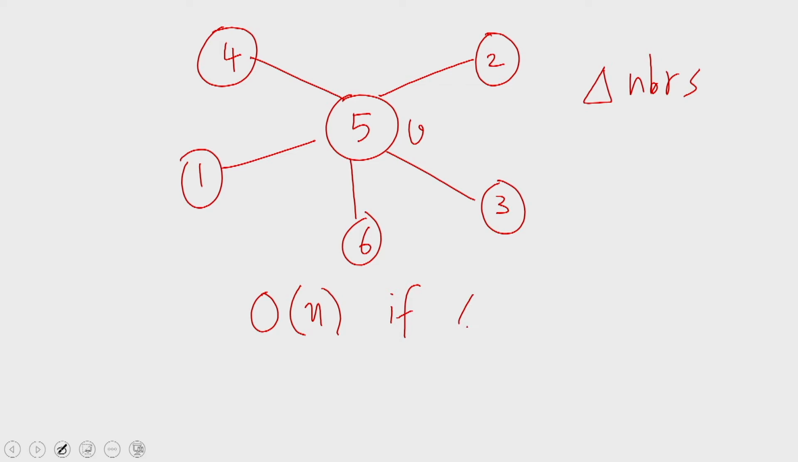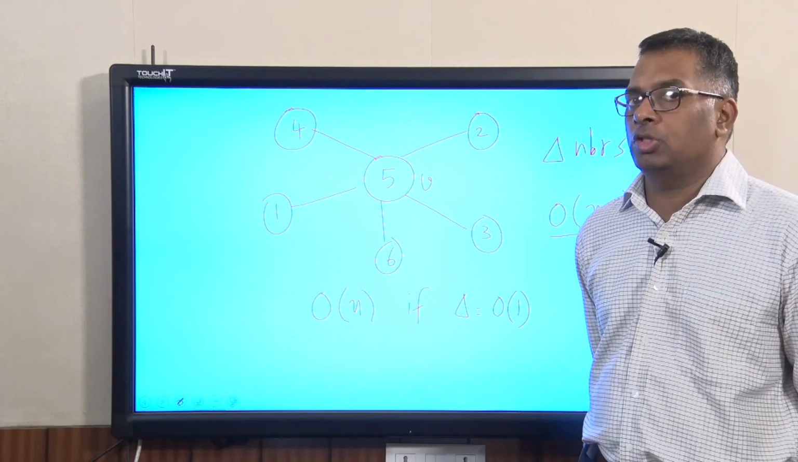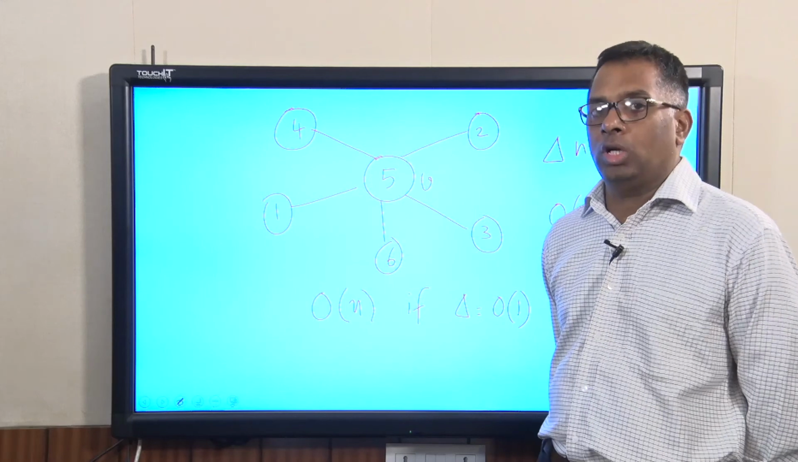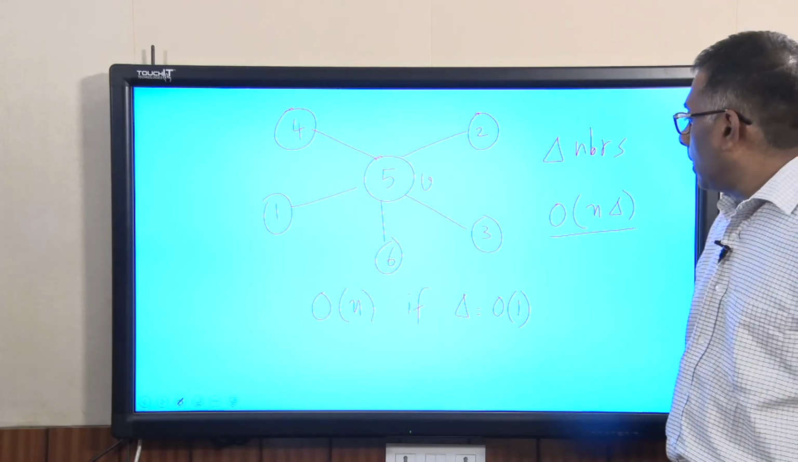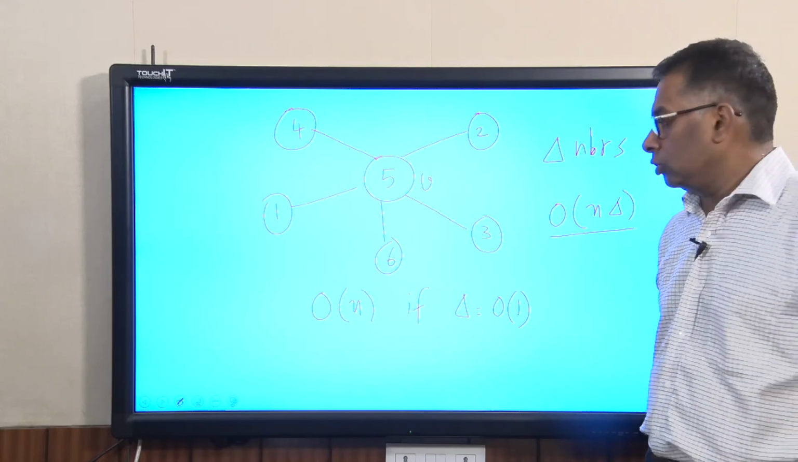if delta is order 1. If delta is bounded, then the algorithm runs in order of n time. Of course, in terms of delta, you can say it takes order of n delta time. That is because when a vertex is removed and is put back in, it has to scan its neighborhood. It can have an adjacency list of size delta. It has to go through this adjacency list to find the smallest color which is not in its neighborhood. This might take order delta time. So, on the whole, the algorithm runs in order of n delta time. If delta is order 1, this is order n.